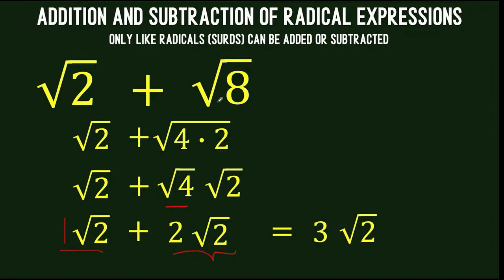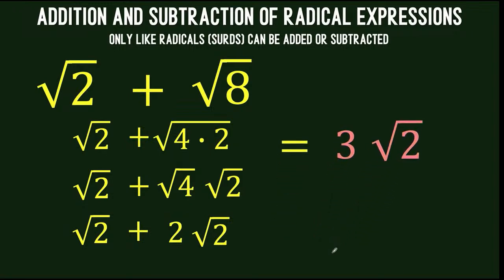But we are going to attempt to simplify the square root of 8 first in the hope that we can come up with like surds. And if we can come up with like radicals, then we will add how many copies of those surds there are. That is how we add or subtract radical expressions.